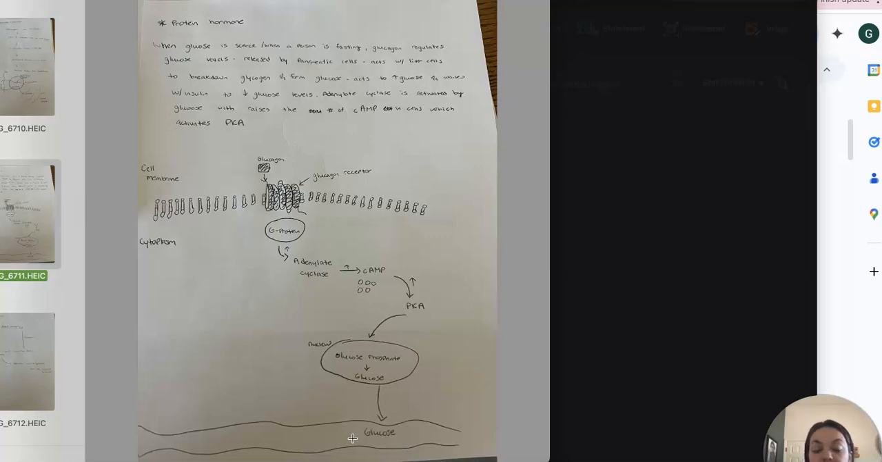I think glucagon can work both ways. It works in increasing our blood sugar as well as working with insulin to decrease our blood sugars when there's a notable increase, and then when there's a notable decrease, it brings it back up.